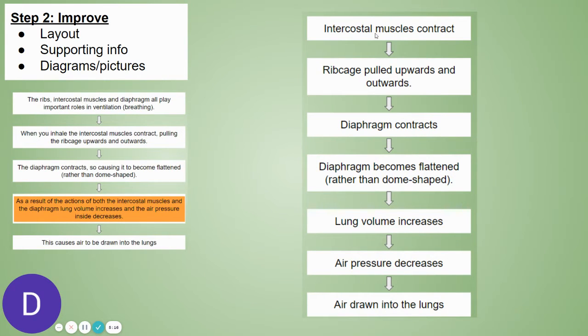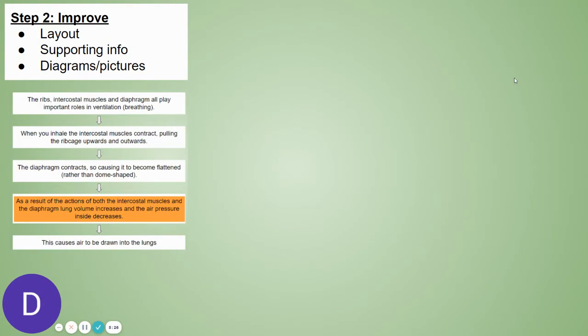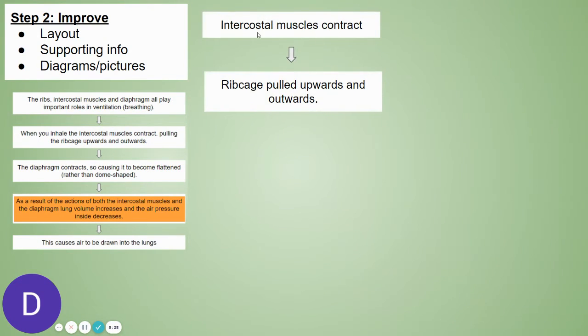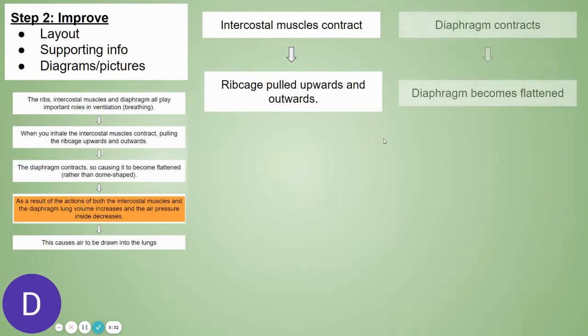These happen independently. The contraction of the intercostal muscles and the contraction of the diaphragm happen independently, and each have their own effects. So what we should be showing here instead is that first stage, intercostal muscles contract, ribcage pulled upwards and outwards. At the same time, diaphragm contracts and it becomes flattened.